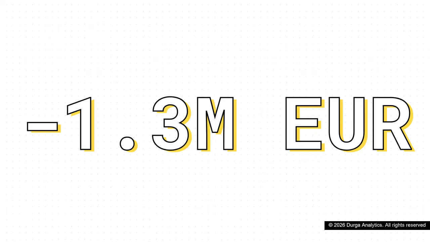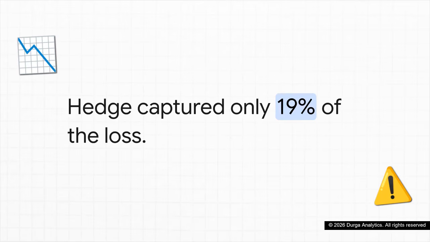So, when the correlation between gas, power, and carbon inevitably broke down, the desk suffered a net loss of over 1.3 million euros on positions that were, on paper, just supposed to be hedges. Because the risk models were completely uncalibrated for power and carbon under a gas mandate, this so-called hedge only captured 19% of the gas loss when the market violently moved.